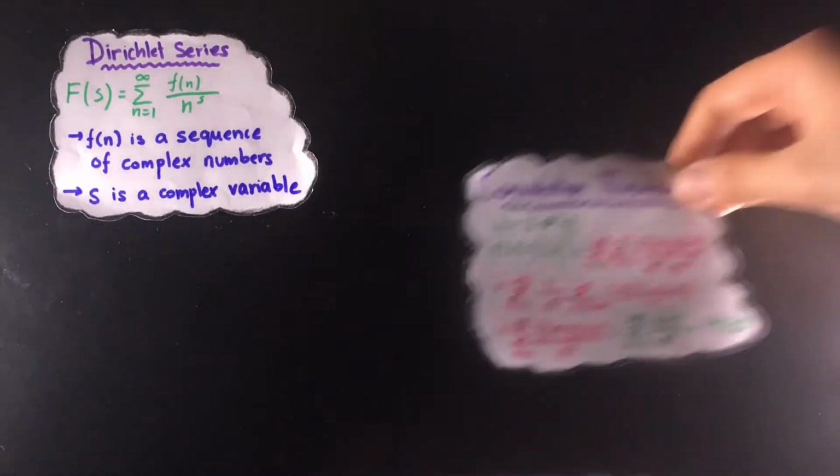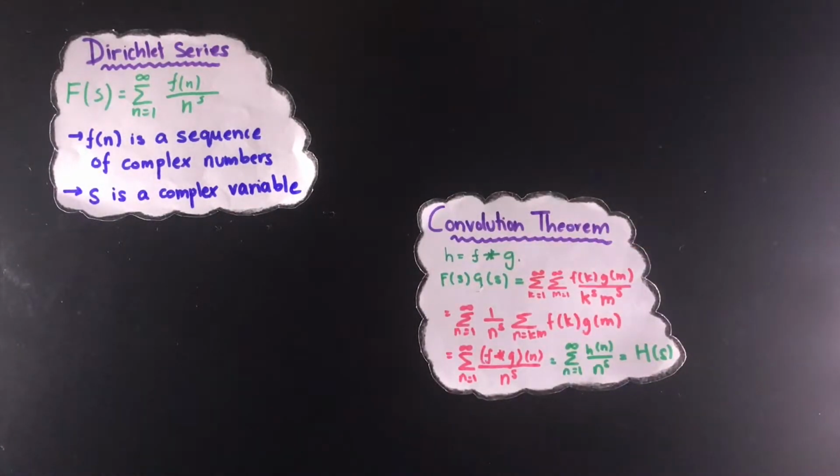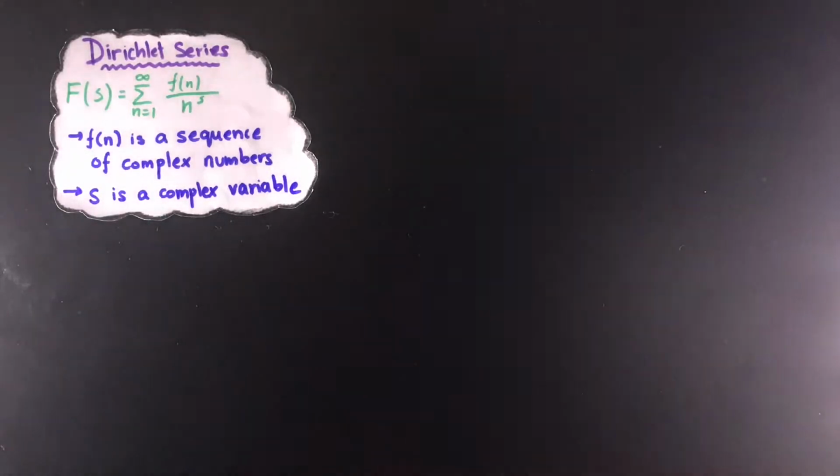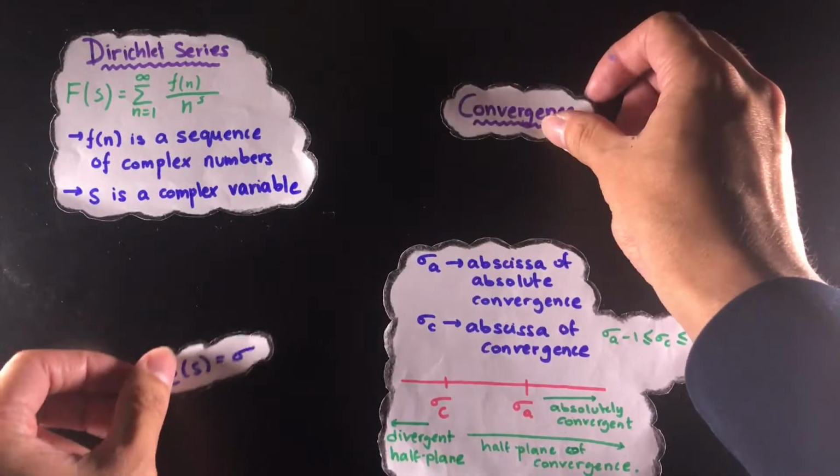Firstly, the convolution theorem, which states that if H is the Dirichlet convolution of f and g, and H of s is the associated Dirichlet series, then if f of s and g of s converge absolutely at some point s, then so does H of s, and we have H of s is equal to f of s times g of s.